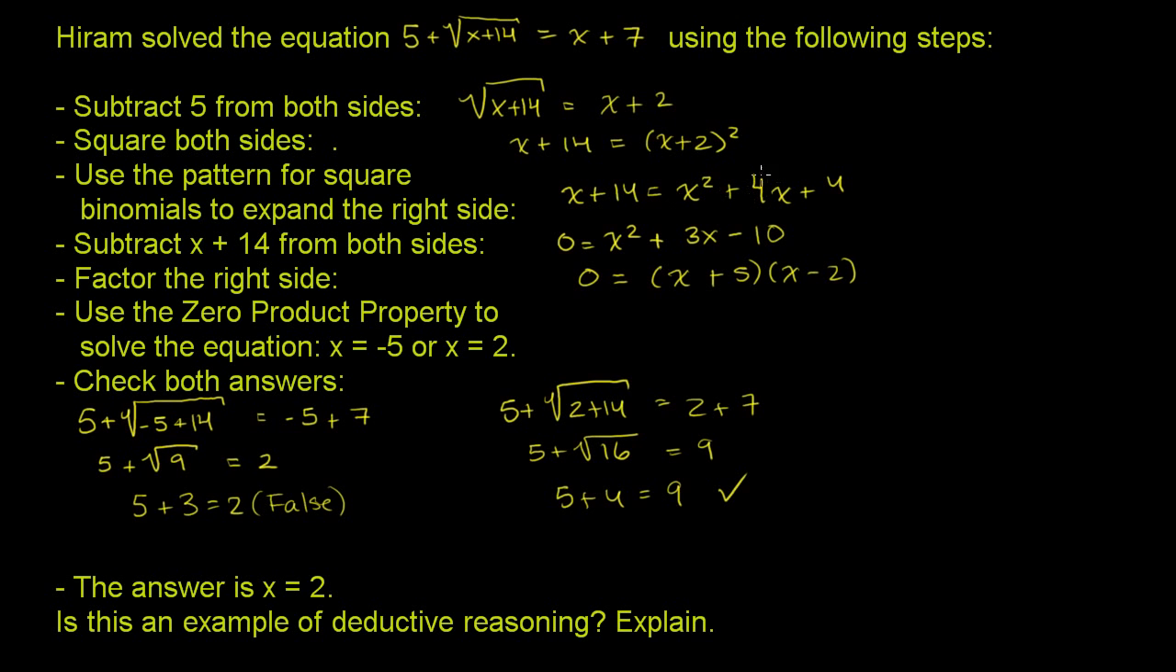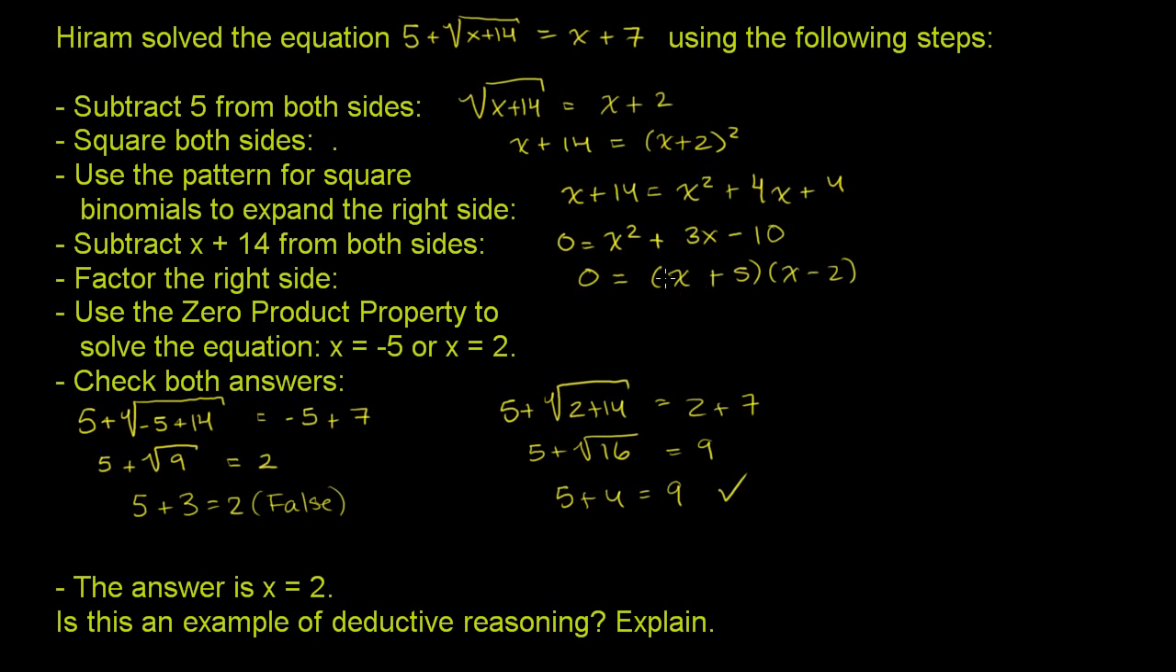So when you take x from 4x, you get 3x. When you take 14 from 4, you get negative 10. So that all makes sense. Then he factored the right-hand side. Let's see, 5 times negative 2 is negative 10. 5 plus negative 2 is 3. That makes sense.